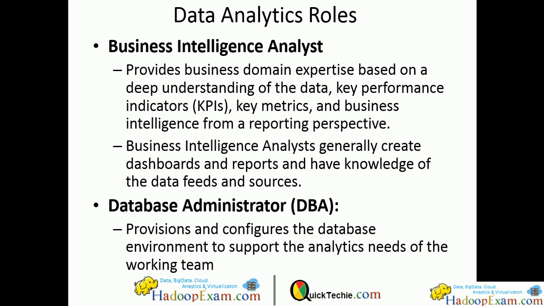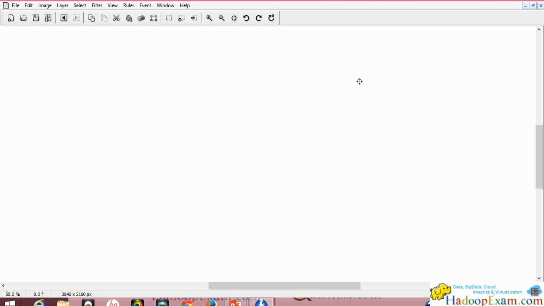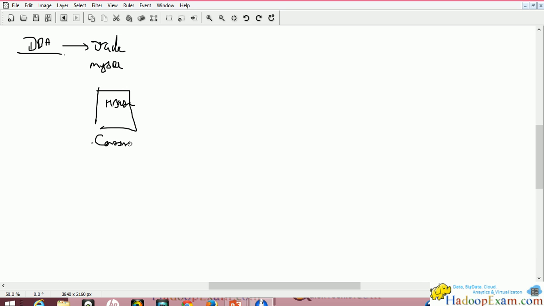Now next role is database administrator. Everybody knows the database administrator, that is DBA. I don't think I need to explain more on this, but let me tell you, a DBA is not specific to any Oracle database or MySQL database. Nowadays it could be HBase, a NoSQL database, Cassandra database, MongoDB. So these kinds of databases are there.